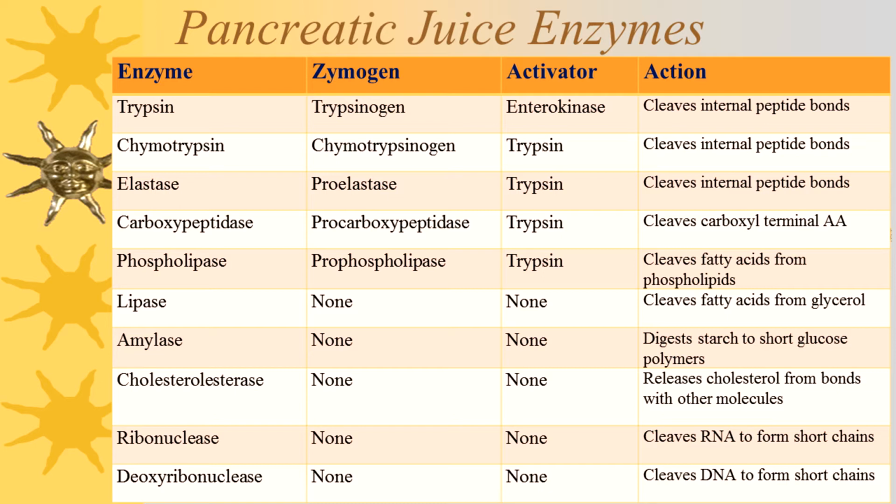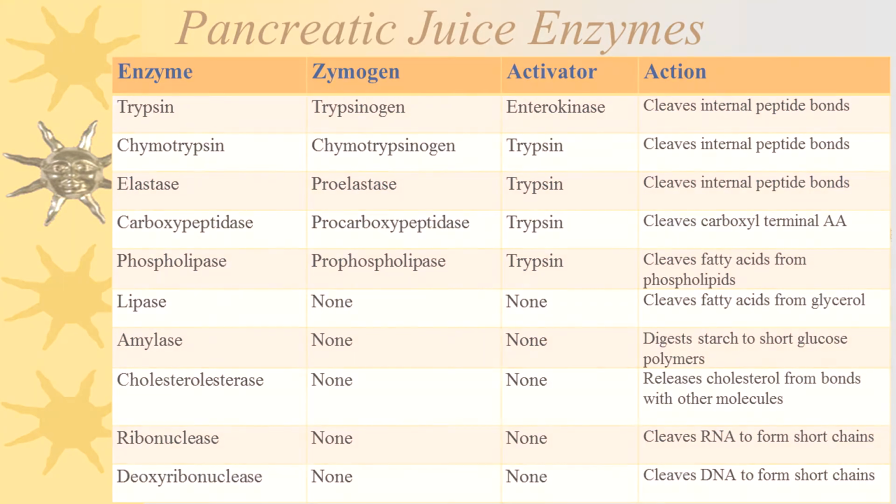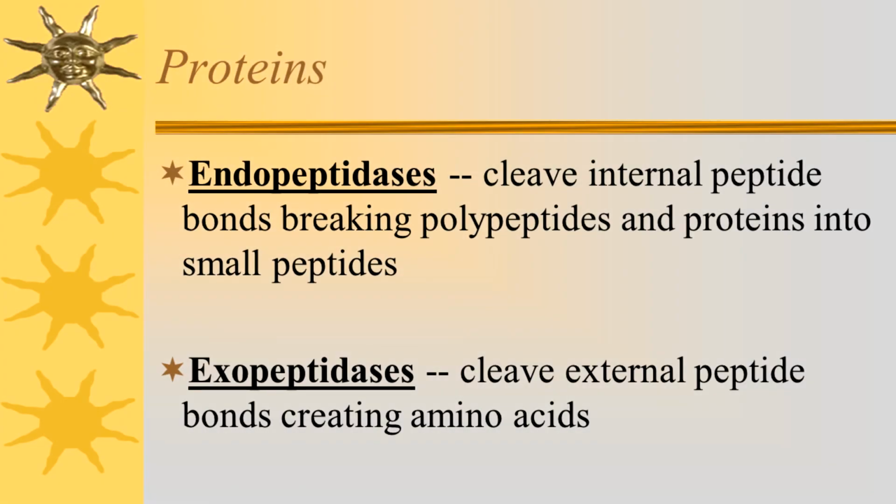Okay, so then these other enzymes, trypsin, chymotrypsin, and elastase, are endopeptidases that cleave and break peptide bonds somewhere other than just at the terminal amino acid.